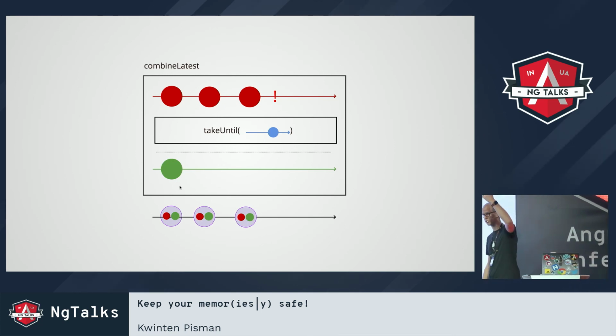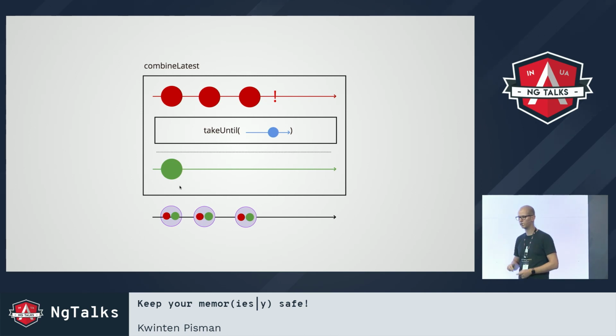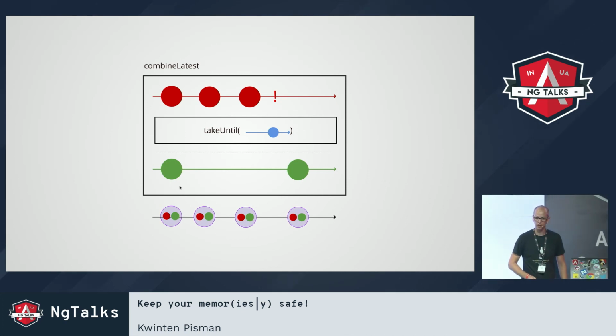It will unsubscribe to the top and it will complete downwards, but combineLatest does not pass on complete events until all the observables you are combining have completed. So this stream keeps emitting, and whenever that stream emits, this one will emit as well. So applying the takeUntil operator is not enough. You always have to use the takeUntil operator as the last operator.